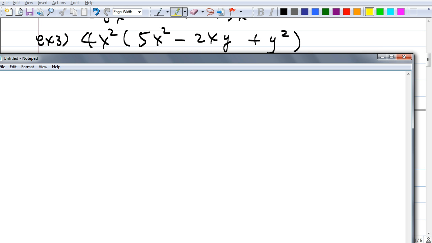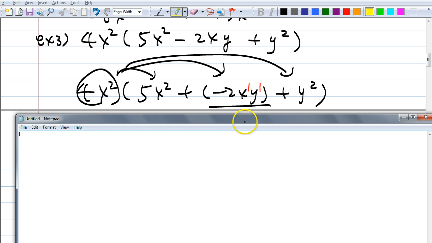Okay, Gemma, what's my first step? 4x squared, parentheses, 5x squared plus negative 2xy plus y squared. Good, okay, that's what I want. Notice this is x to the first, y to the first. It's good to remember that you've got invisible exponents there, ones.